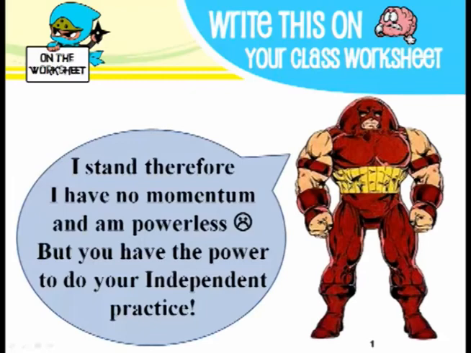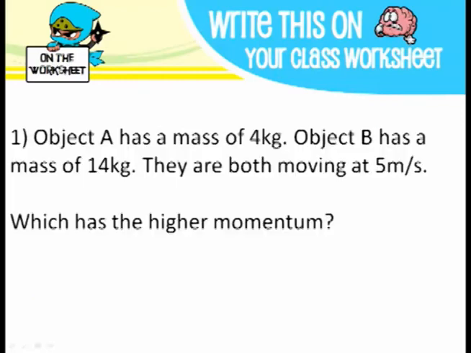Alright, so let's try these out. Question number 1. Object A has a mass of 4 kilograms. Object B has a mass of 14. They're both moving at 5 meters per second. Which has higher momentum? If they're both moving at the same speed, then the object with more mass should have higher momentum. So object B should be your answer here.